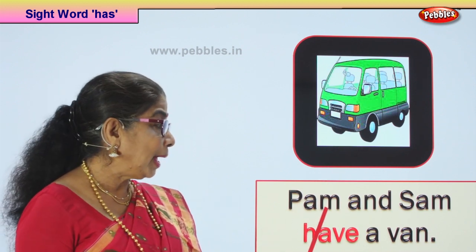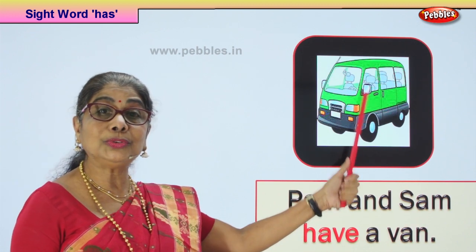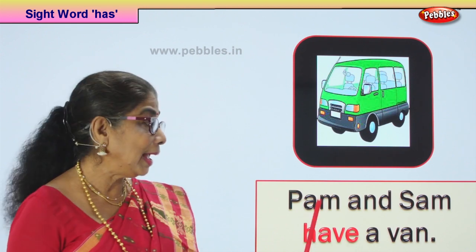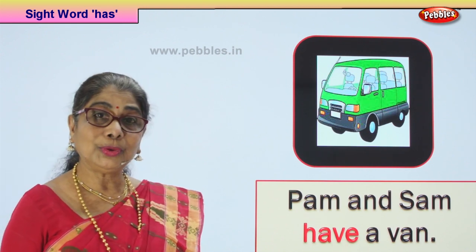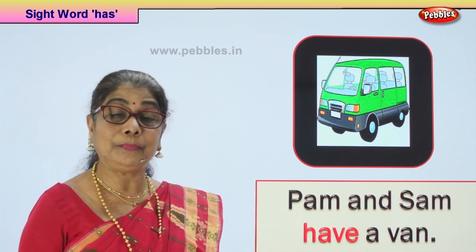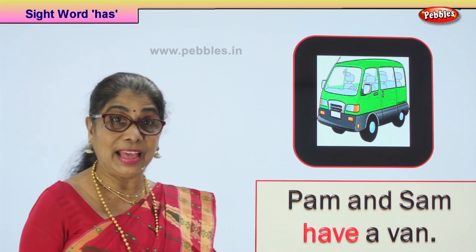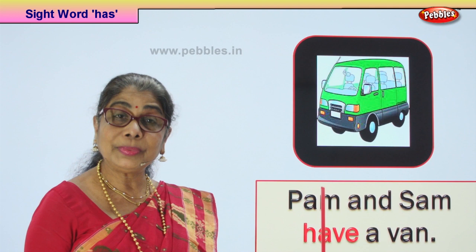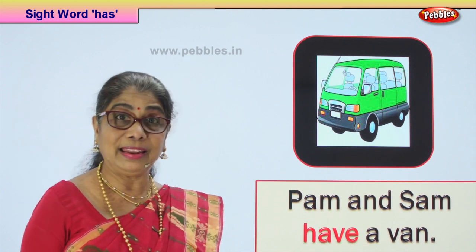Okay. Pam and Sam have a van. This van belongs to Pam and Sam. Who has a van? Pam and Sam. What do they have? They have a van. Pam and Sam have a van.